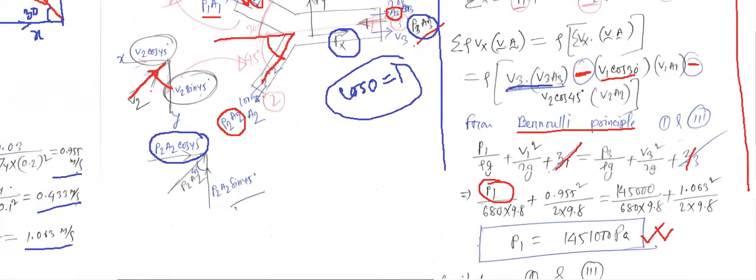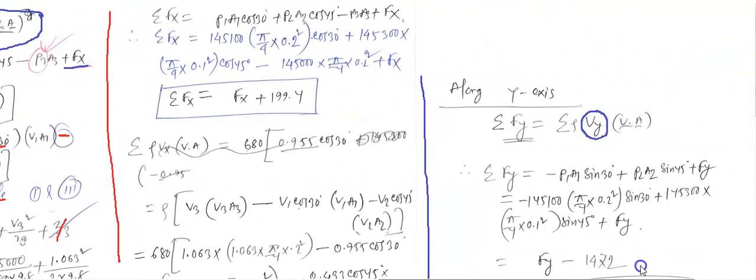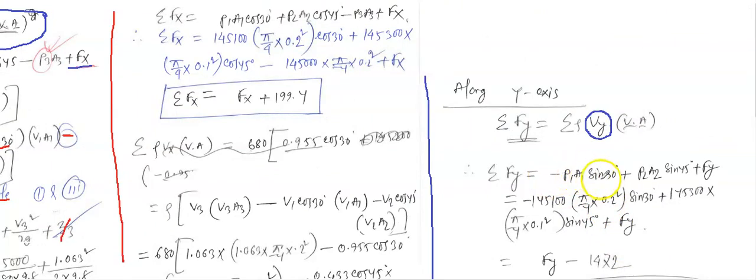how many forces we have along the y-axis. For section 1, we have the force P1 A1 sine 30. This is going in the downward direction, but the Fy is in the upward direction. This is the positive, but this force is acting along the y direction, and you see this is the negative, so it should be negative P1 A1 sine 30.